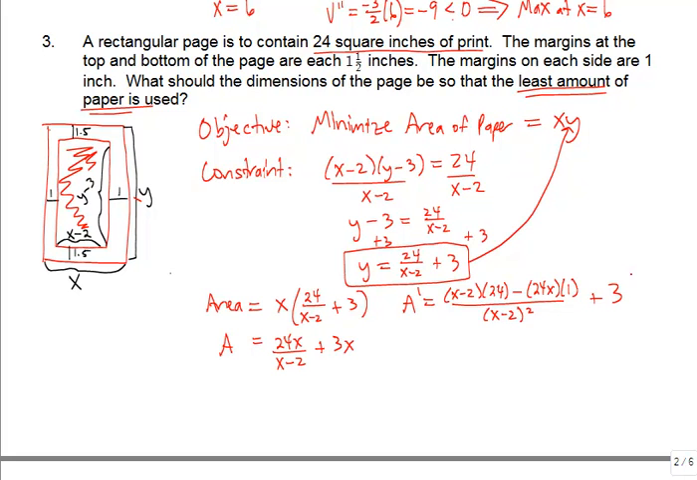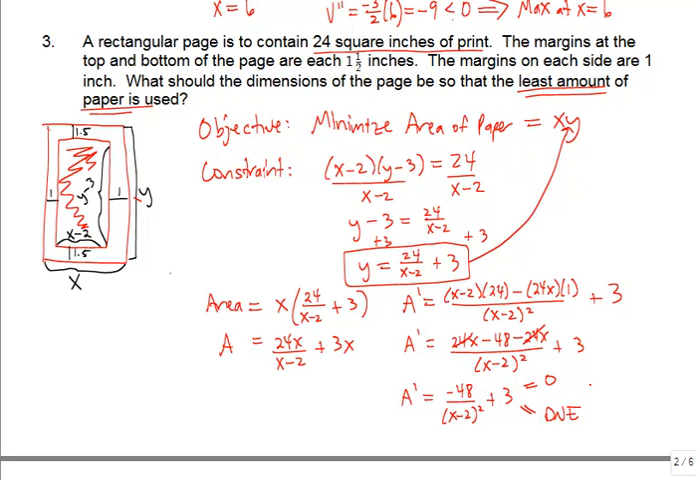So this is our derivative, and I'm going to want to clean it up quite a bit here. So when I distribute, I'm going to get 24x minus 48 minus 24x over (x minus 2) quantity squared plus 3. The 24x's cancel, so I get negative 48 over (x minus 2) quantity squared plus 3. Now we want to know where this derivative is 0 or DNE.